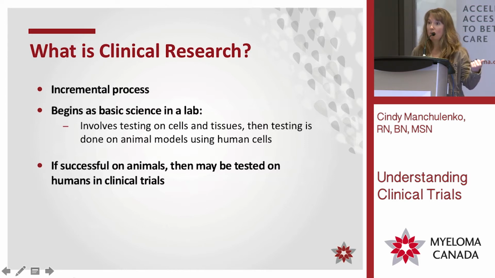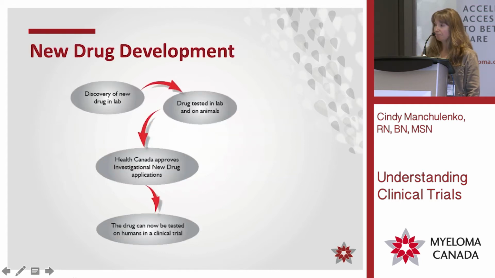So once the mice models, if everything looks good, then we can move to clinical trials. So this is just another visual schematic of the discovery of the drug in a lab. They test it on the mice models. Health Canada then approves that the drug is deemed safe enough to be tested in humans, and now we can start the clinical trial process.